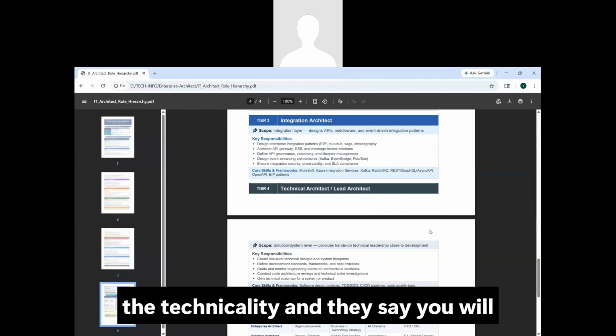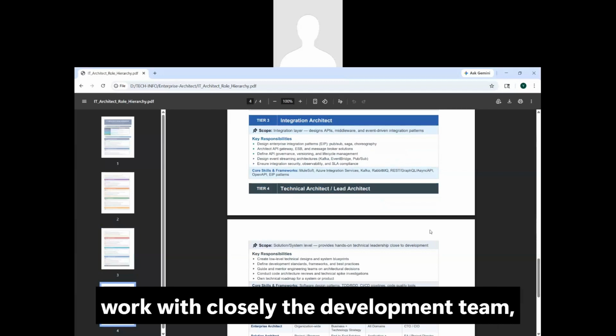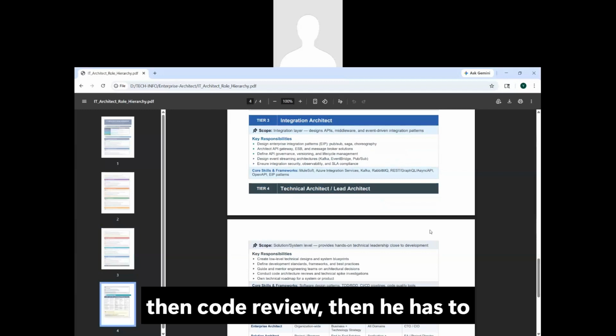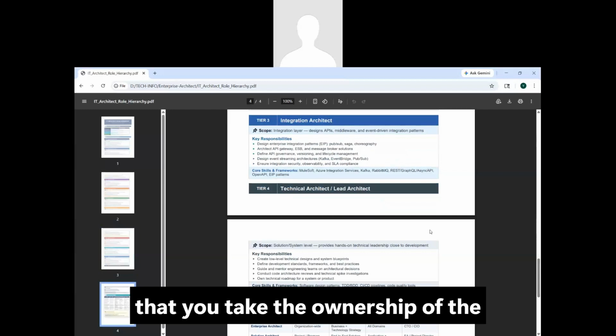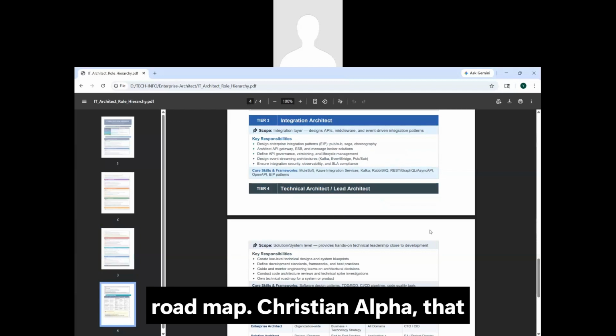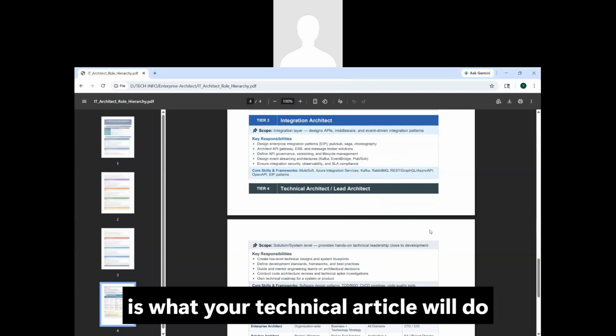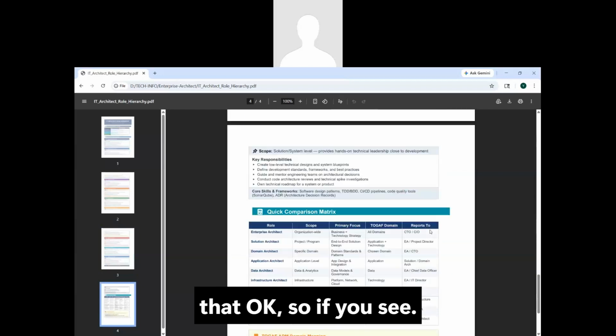So if you look at the technical-oriented role, you will work closely with the development team, do code reviews, and guide the development team. After that, you take ownership of the roadmap execution also. That is what the technical architect will do.